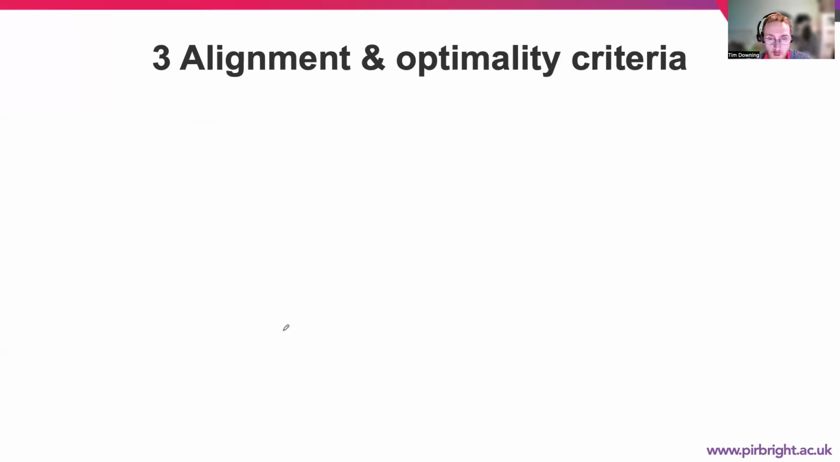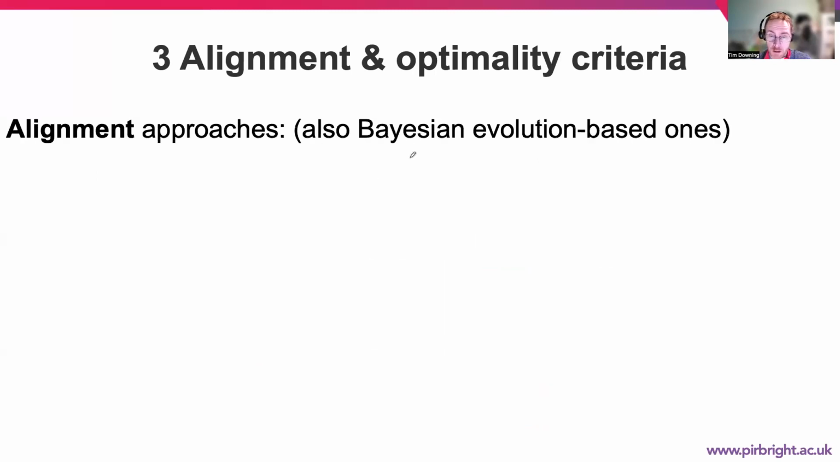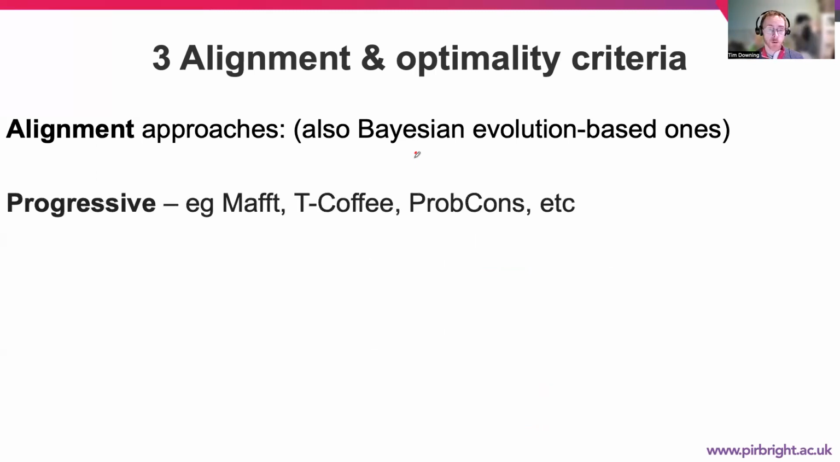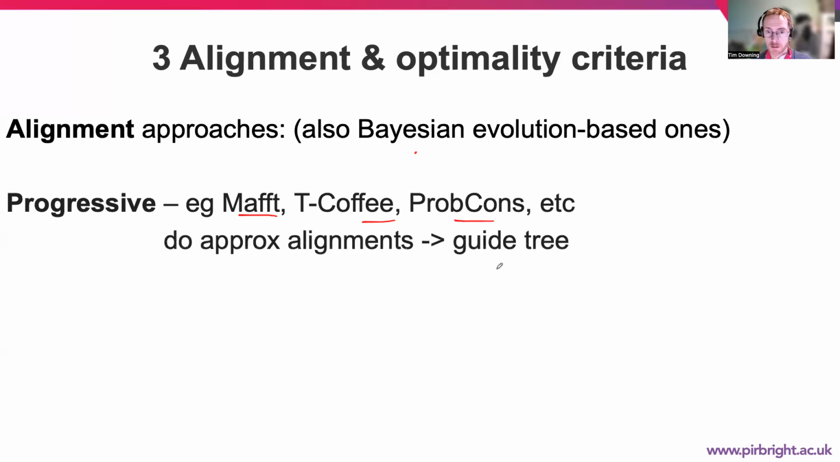So alignment-based approaches are also typically Bayesian, and Bayesian evolution-based approaches are typically progressive. So they start with the most stable set of samples and then gradually add a sample into that to broaden out the alignment, both in terms of the number of samples and the regions that are aligned. So MAFFT, T-Coffee, ProbCons will be examples of those tools. And they do approximate alignments to create a guide tree that then feeds into the next alignment stages gradually.